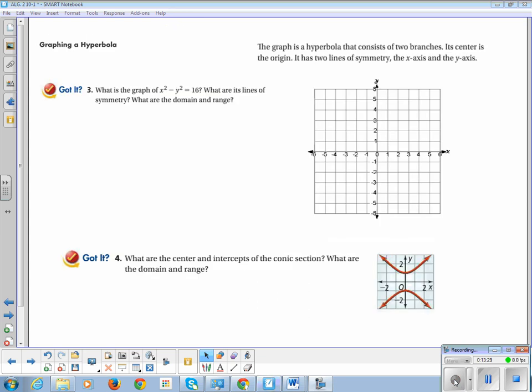All right, graphing a hyperbola. I thought this was important, so I pulled it from the text: a hyperbola consists of two branches. Its center is the origin, and it has two lines of symmetry, the x-axis and the y-axis. So we're going to graph a hyperbola that has two lines of symmetry, the x-axis and the y-axis. We're going to use the same process as we were using before. The only thing different in this scenario is that I'm going to solve for x instead of y.